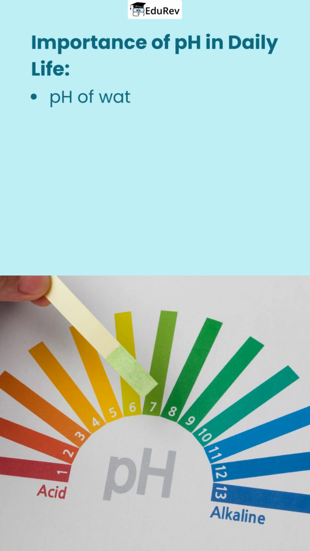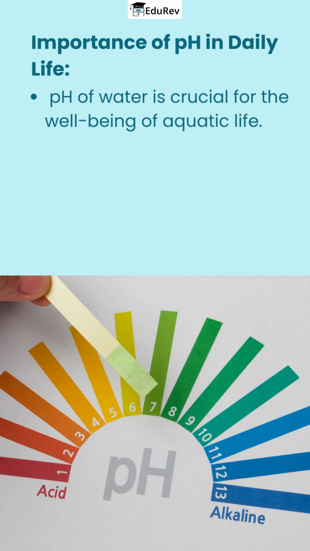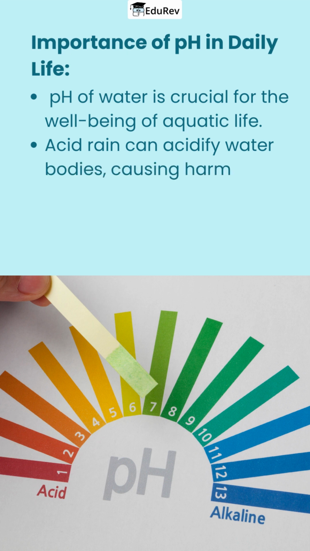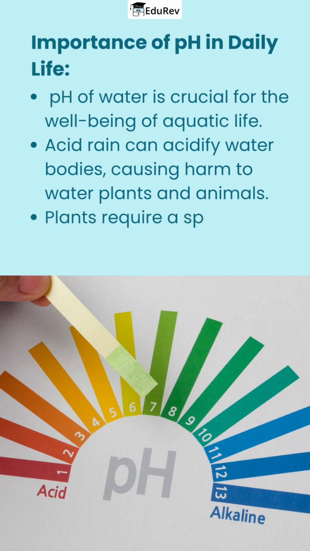Importance of pH in daily life. In aquatic environments, such as water bodies, the pH of water is crucial for the well-being of aquatic life. Acid rain can acidify water bodies, causing harm to water plants and animals. Plants require a specific pH level for healthy growth, prompting farmers to periodically test soil pH and adjust it with necessary chemicals.